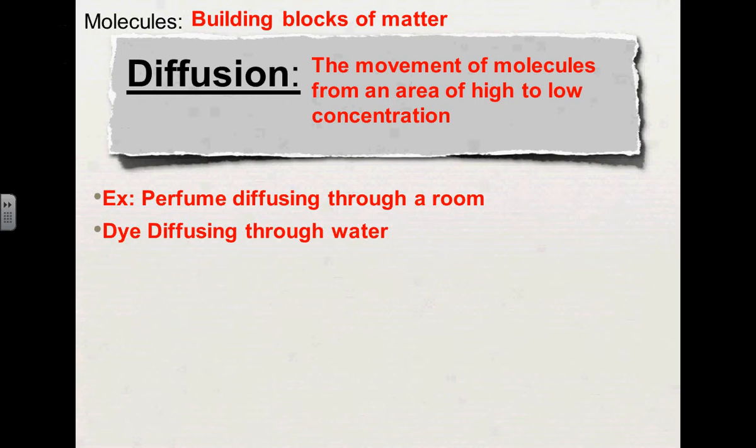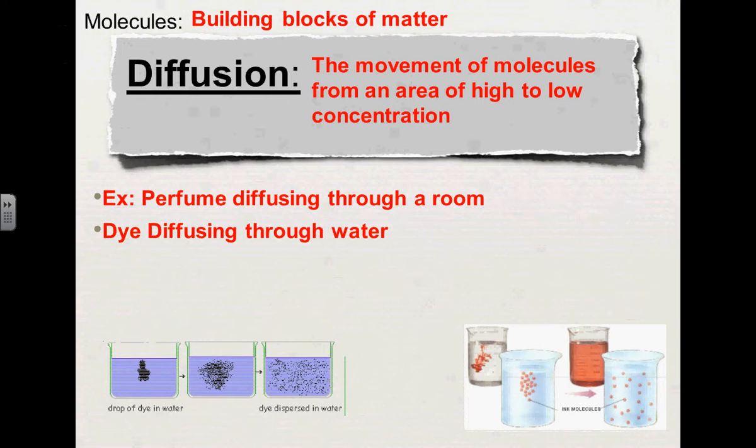When we put the drop of dye in the water, it starts off in a concentrated area, but then it spreads out over a little period of time and eventually colors all of the water. Okay? So those are examples of diffusion, of these molecules moving and spreading out.